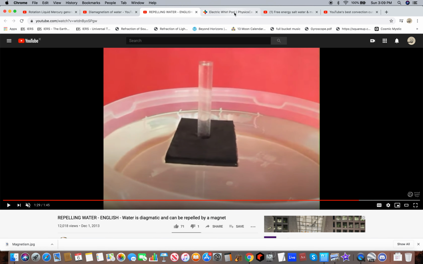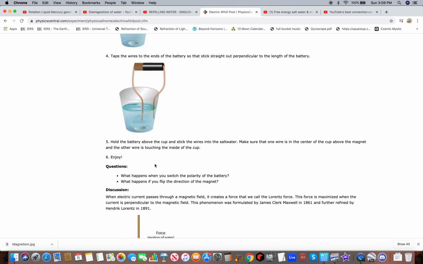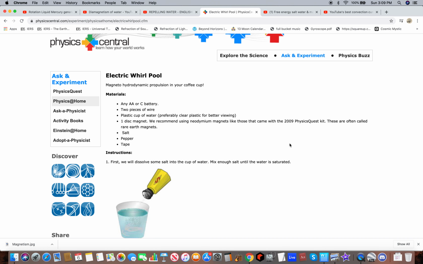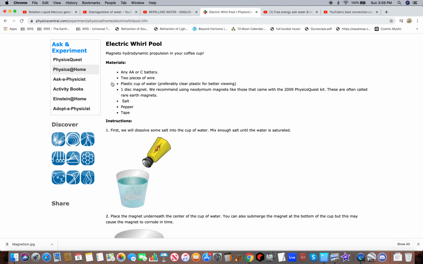Okay, now, so electric whirlpool, this is something that anyone can do, right? This is from a branch of science known as magnetohydrodynamics. Magnetohydrodynamics is the reason you have such things as gyro compasses and a railgun. That's due to magnetohydrodynamics.